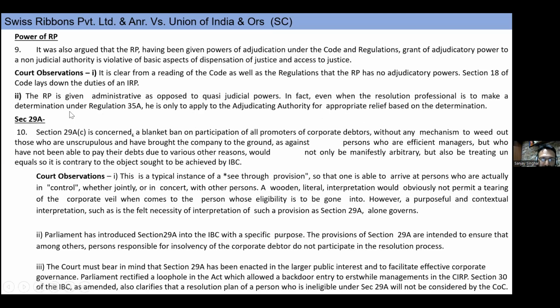Section 29A was challenged. As far as section 29A sub-section (c) is concerned, it was argued that it is a blanket ban on the participation of all promoters of the CD without any mechanism to weed out those who are actually culprits, as against a person who was an efficient manager but had not been able to pay their debt due to various other reasons. So they challenged section 29A as well. The court has upheld the section 29A provision. So please go through it once. I have given the court's observations in these 3 points.